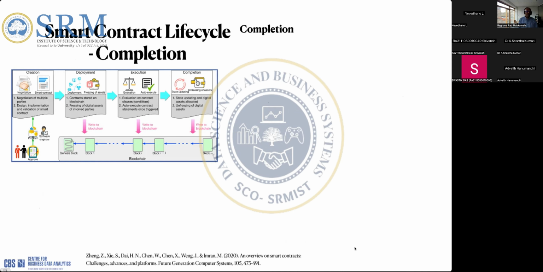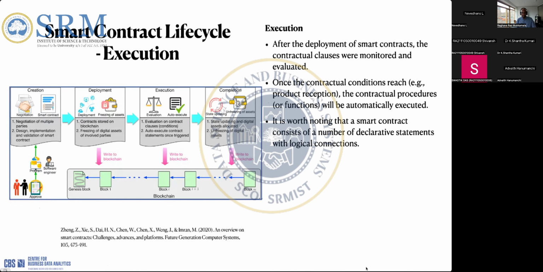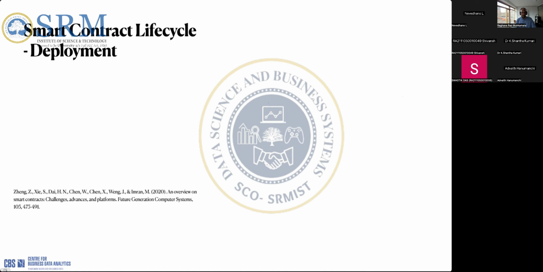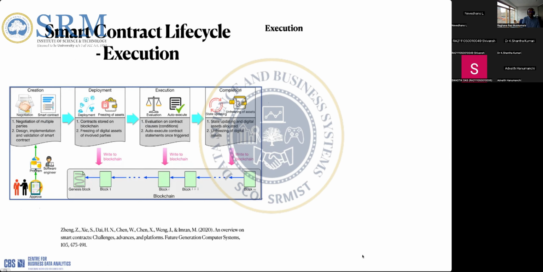Okay, so what happens when it comes to the completion stage? I think we covered the execution stage. Yeah, I think we covered only the deployment stage, right? So yes. So what happens in the case of execution stage?